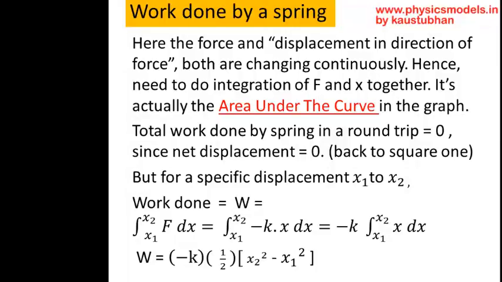Incidentally, if a spring is moving from max position to its min position and coming back to the mean position, the net displacement of that spring is 0 and the work done is 0. Just to remember that.